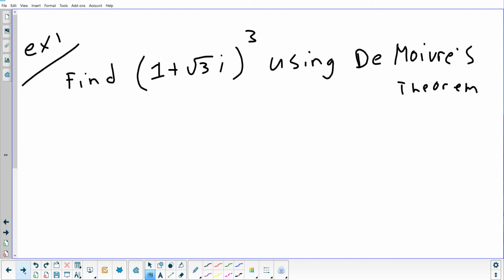In order to use DeMoivre's theorem, what do you have to do with what I just put a box around? Yep, find the radius and theta. We have to find the trig form of that number, which involves the radius and the angle. So let's figure these two things out, just like we did in the homework.